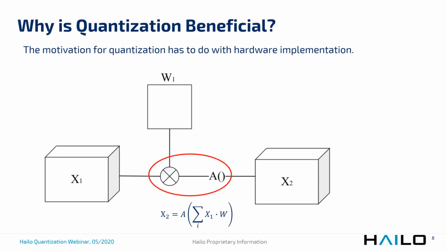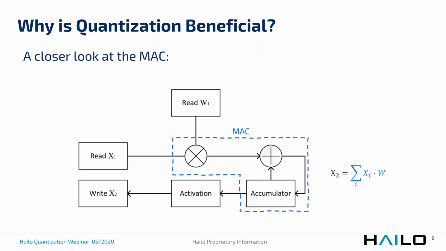And most of the action takes place here, and it can be neatly described by the formula below, which says that we do this sum, and then we perform some sort of nonlinearity, and we can describe any layer like this. We can describe a fully connected or convolutional layer. So how is this sum implemented in hardware?